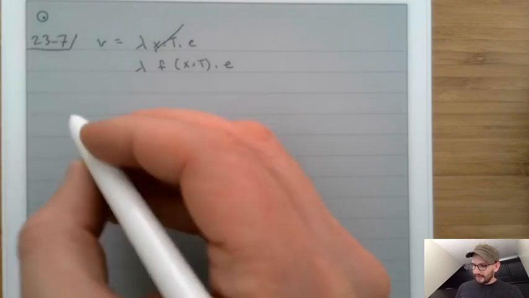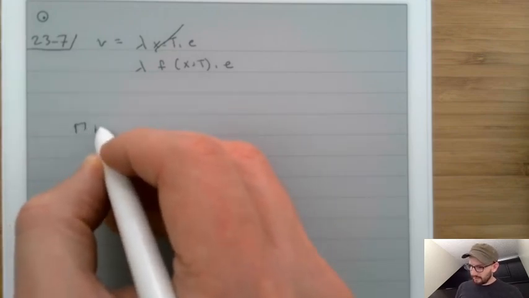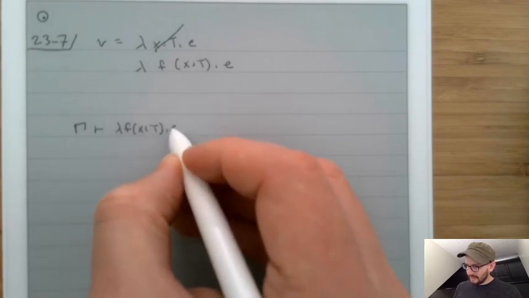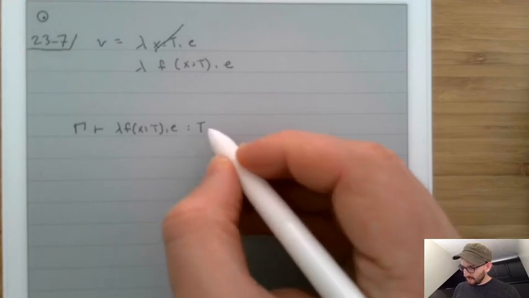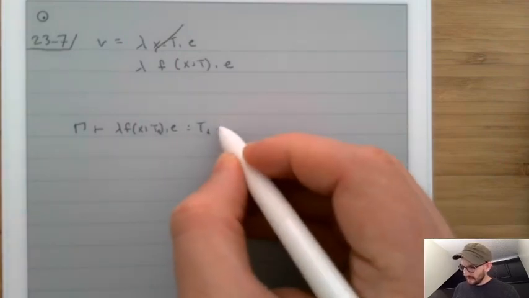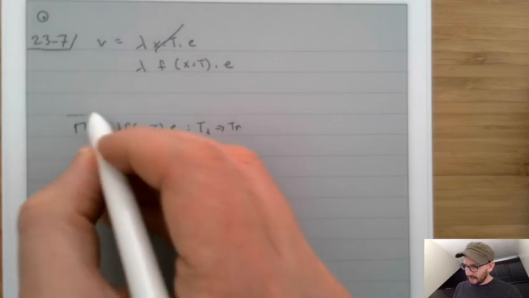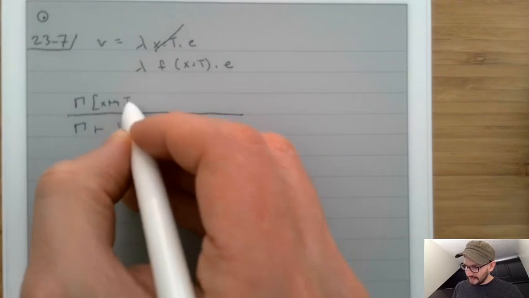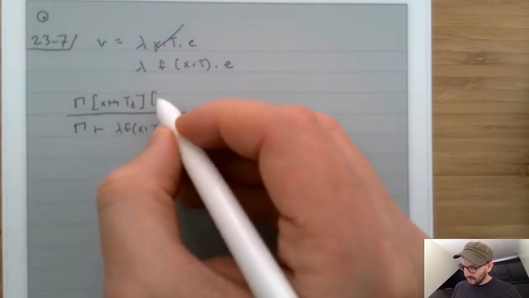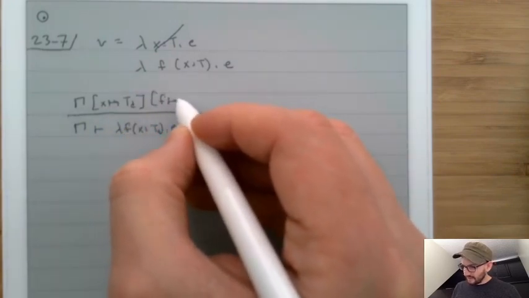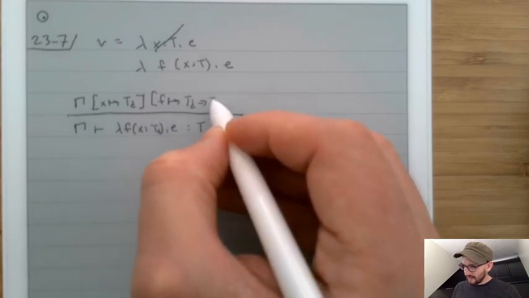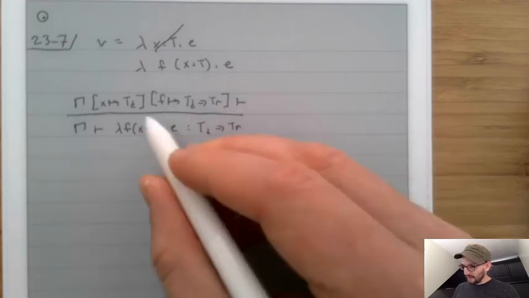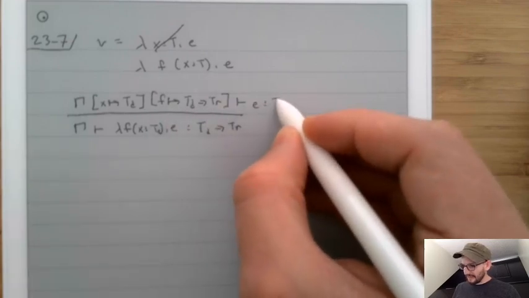And so we have to write down the type rule that says that gamma proves that lambda f x t e is of type t, let's call it td arrow tr, if we assume that x is of type td, and we assume that f is of type td arrow tr, and you have to use these assumptions to prove that e has type tr.